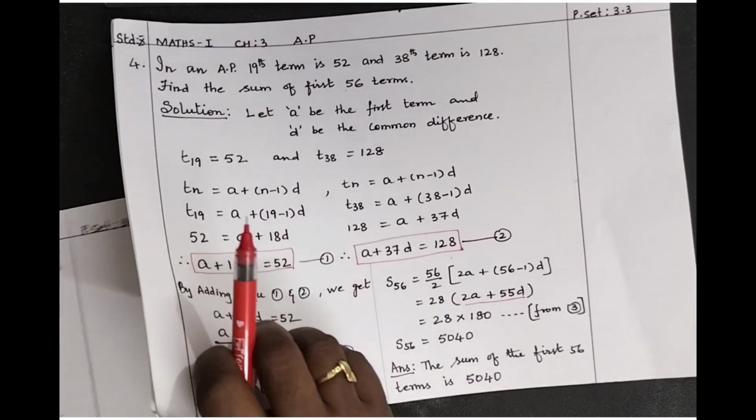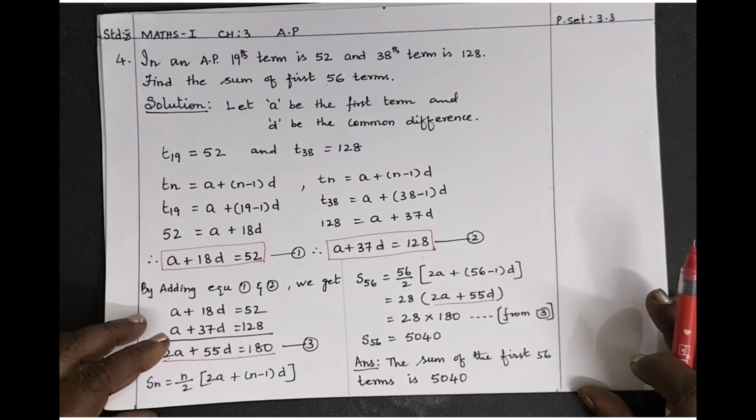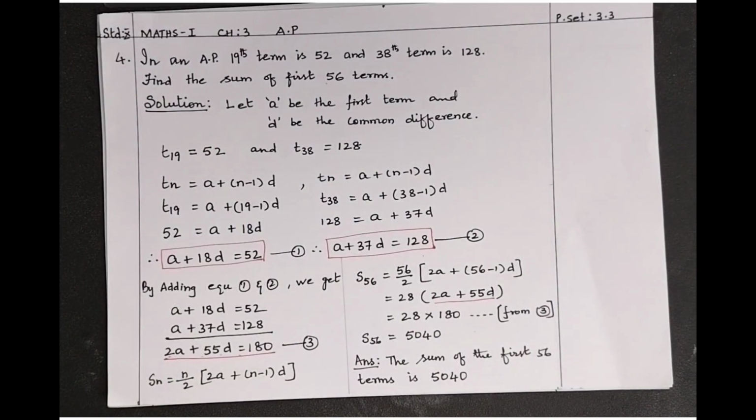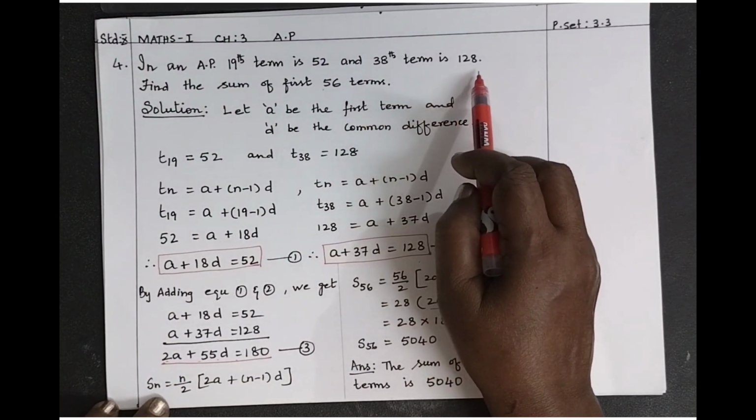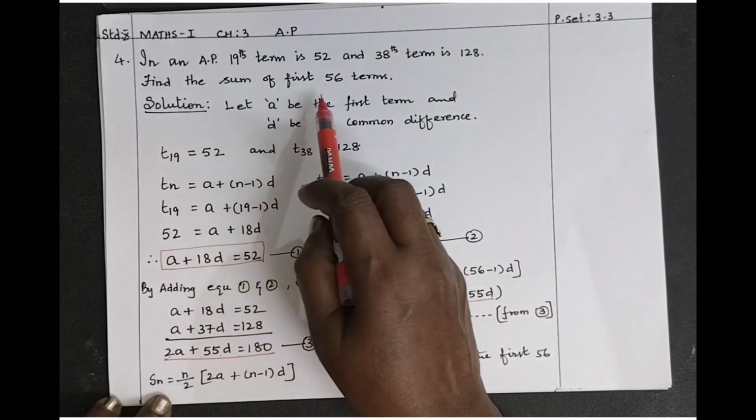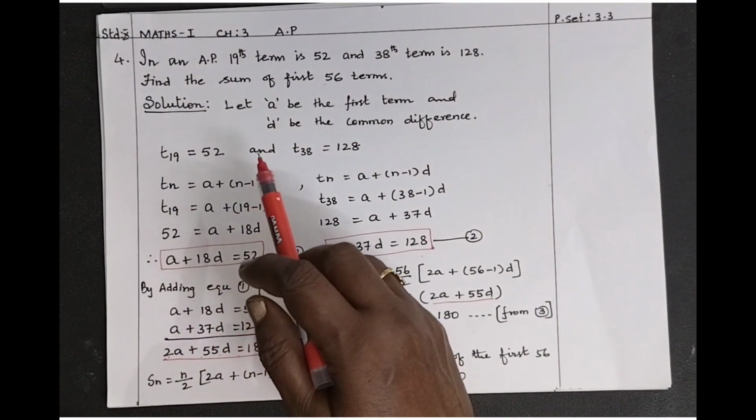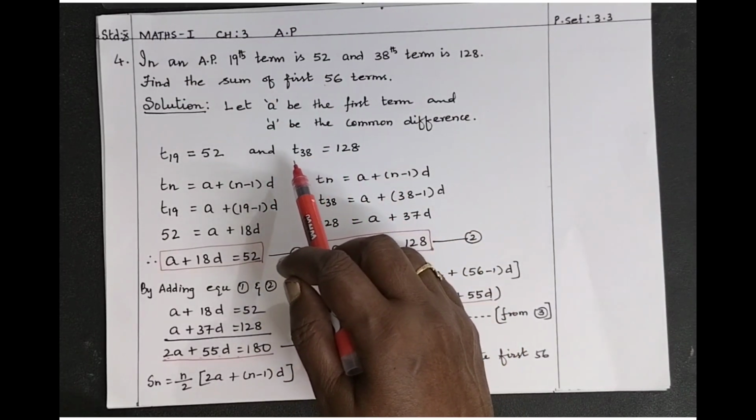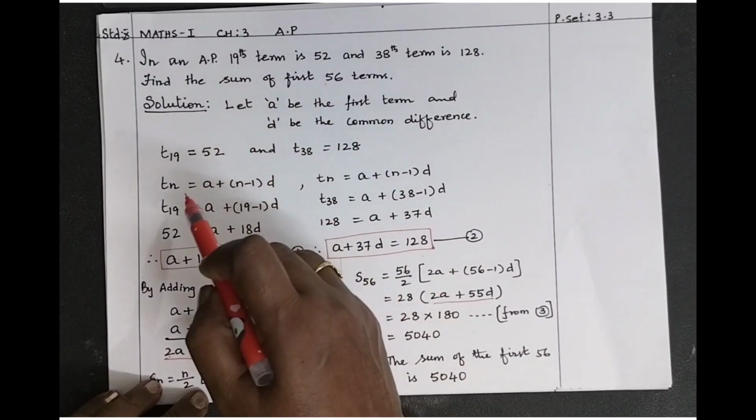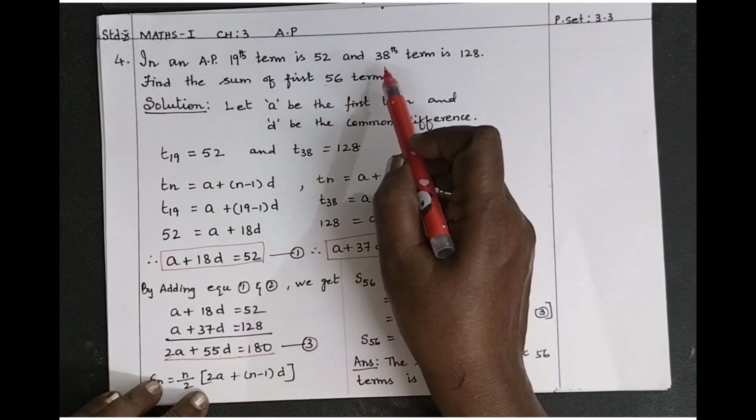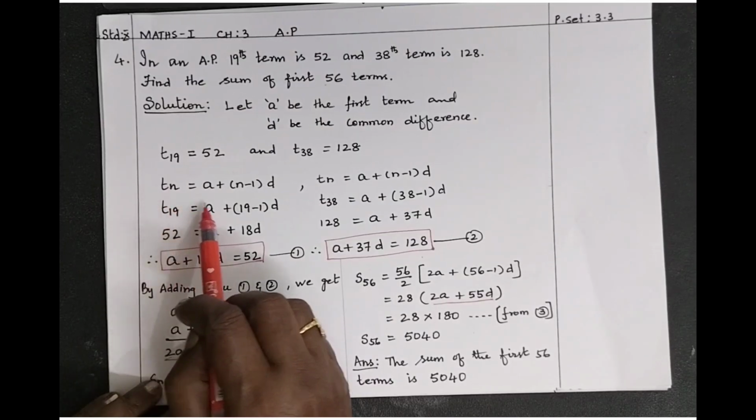Now, fourth question. In an AP, the 19th term is 52 and the 38th term is 128. Find the sum of the first 56 terms. So, let us take A as the first term and D as the common difference. Now, T19 is 52 and T38 is 128.